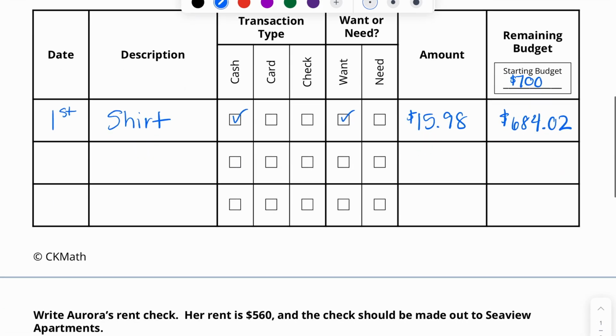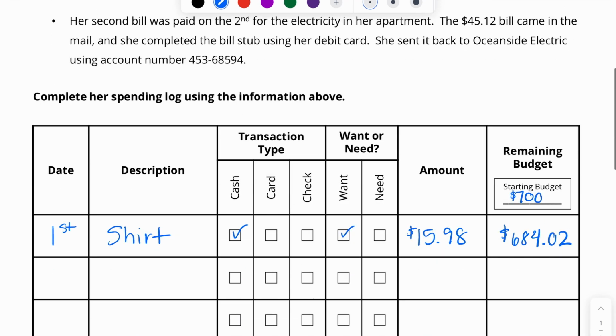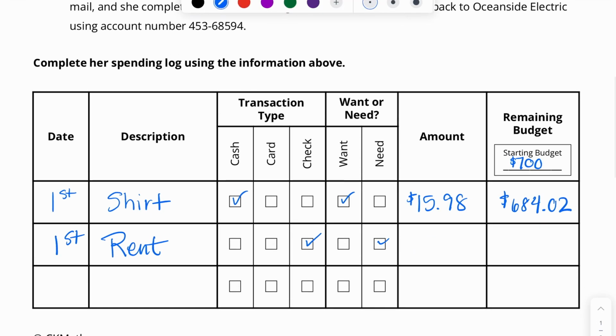Okay, next one, we have her rent. It says she wrote a check. Her rent is $560 and it was to Seaview Apartments. So I'm going to say this was also on the first and this was her rent. She wrote a check for that one. And we just talked about rent being a need, so I'm going to check need for that. 600. Oh, wait, no, it was 560.00. So when we subtract that out of her remaining budget, that will leave us with $124.02.